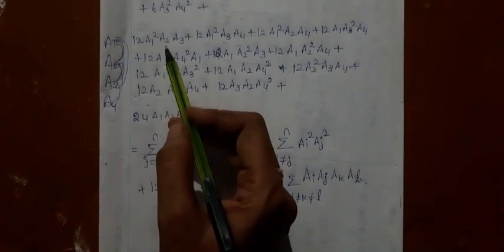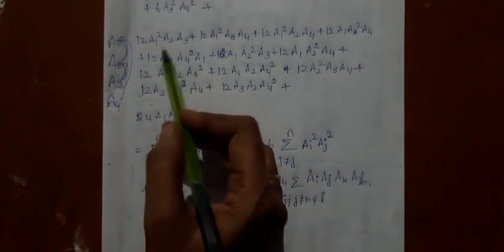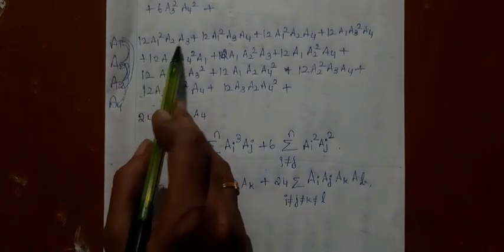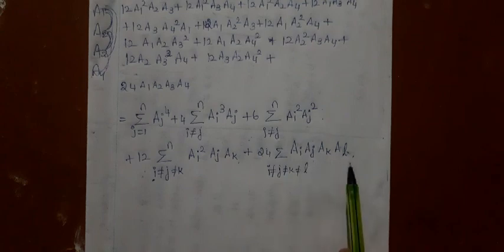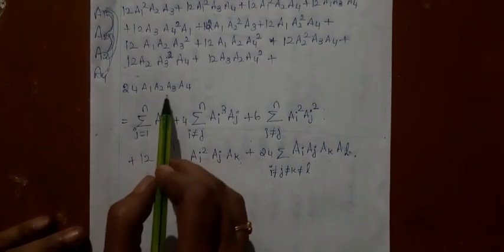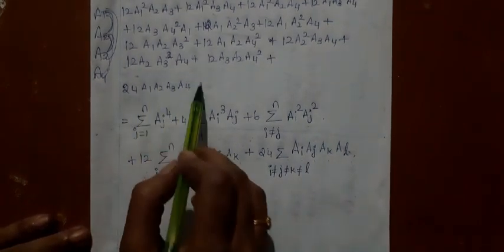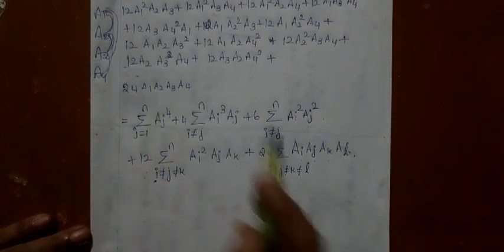And 12, here again i, j, k are different. I have 3 different subscripts, so I write i not equal to j not equal to k, ai square aj ak, right? I get all combinations. Plus 24, summation ai aj ak al. You will wonder, how should I write summation, because it is only one term? Why should you write summation?